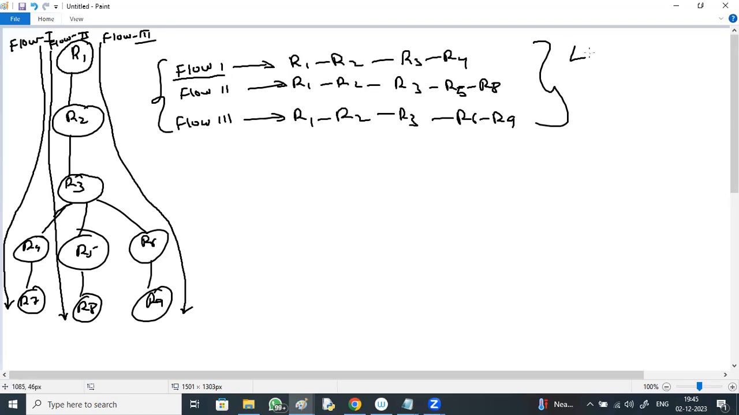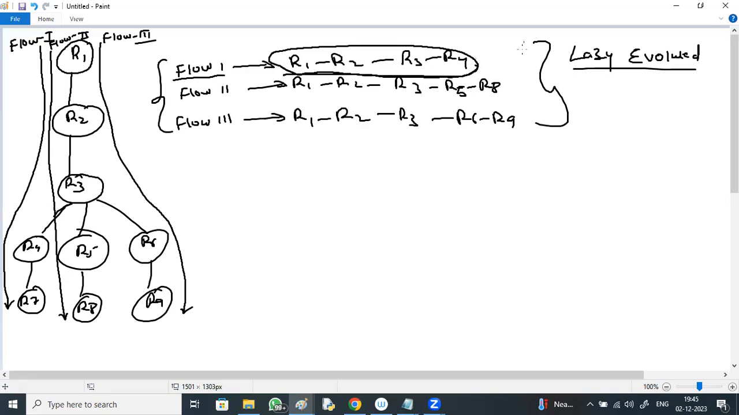Spark is lazily evaluated. Spark follows lazy evaluation. Lazy evaluation means that to execute this entire data flow, you have to perform some action. You have some built-in actions. If you perform that action only, this will execute. Otherwise, this flow won't execute.